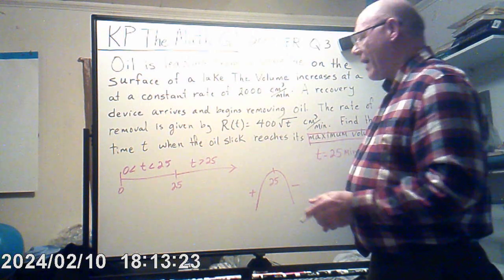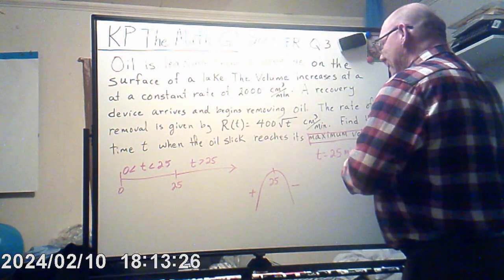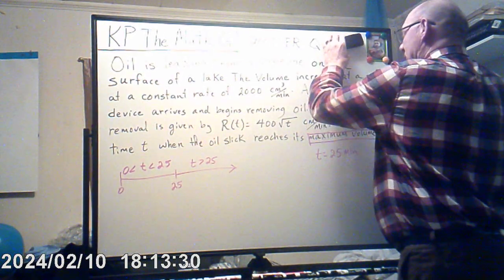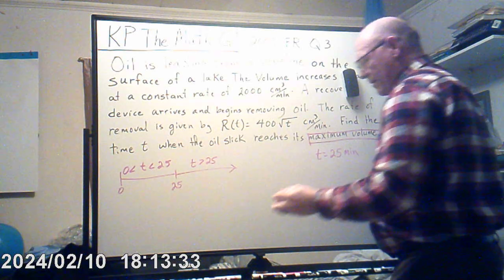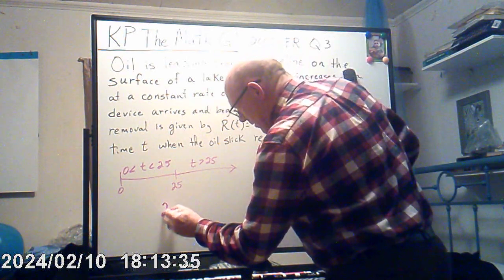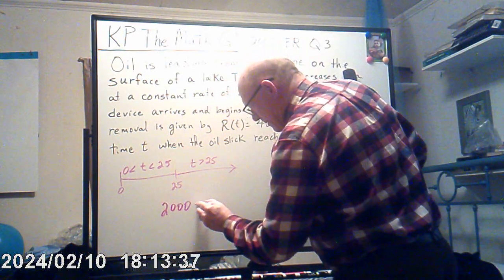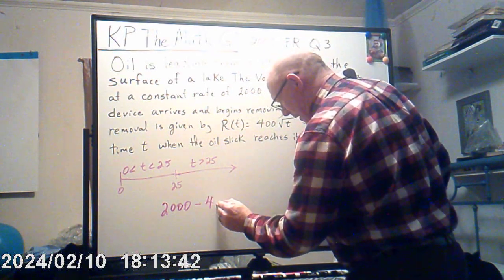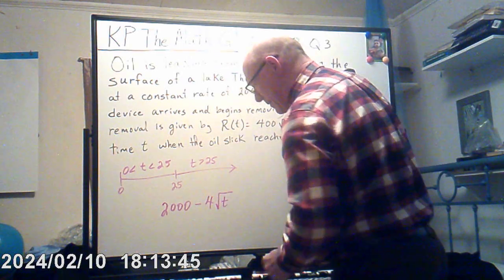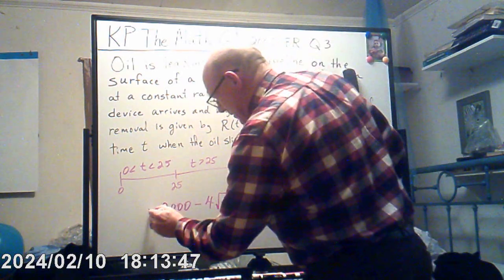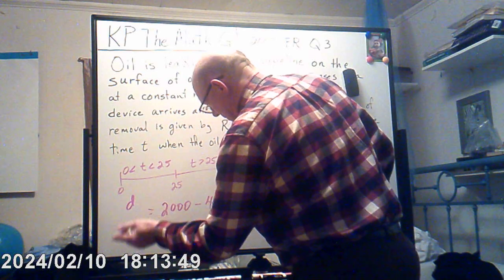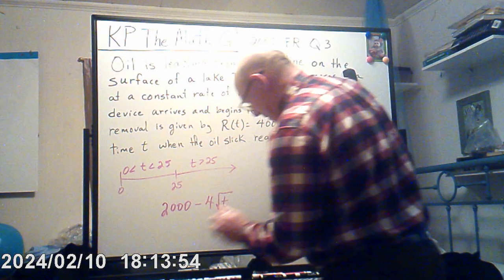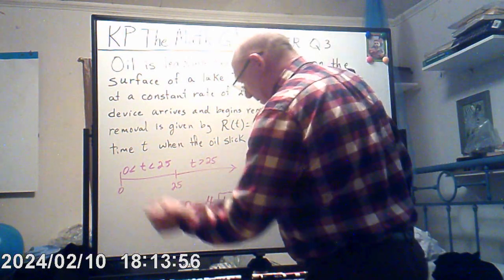So what do we have? I just erased that, didn't we? Alright, so we had originally 2,000 minus 400 times the square root of t, didn't we? And we had that equal to dV. Well, we could say equals 0, but yeah, equals 0. Yeah, we do.